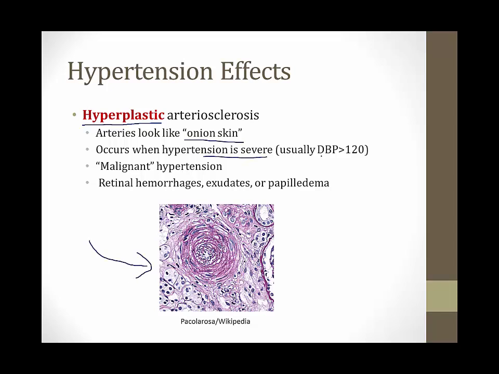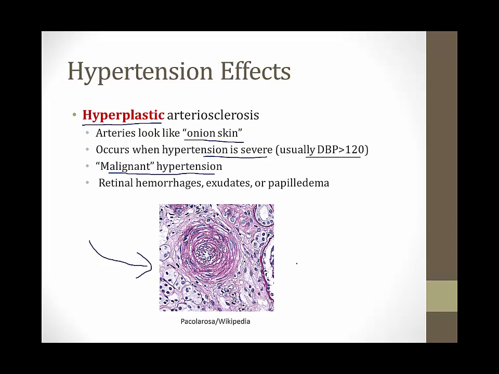Usually the diastolic blood pressure needs to become over 120 for this type of arteriosclerosis to develop. It's sometimes seen in cases that are referred to as malignant hypertension, meaning that the blood pressure rises rapidly and very significantly over a short period of time. What's happening in this situation is that the blood pressure has gotten so high that the basement membranes are replicating, and that leads to this onion skin appearance.